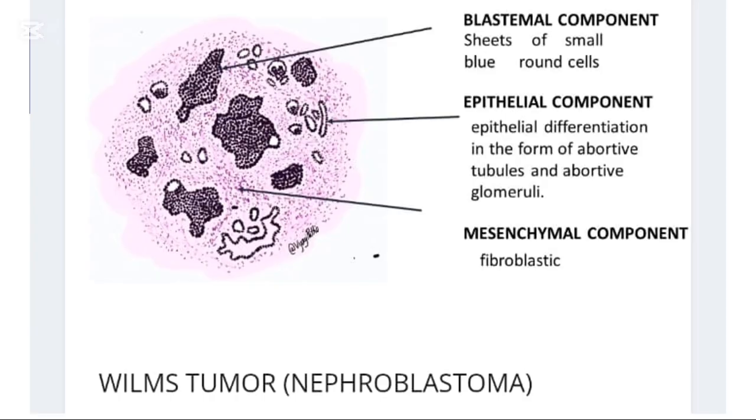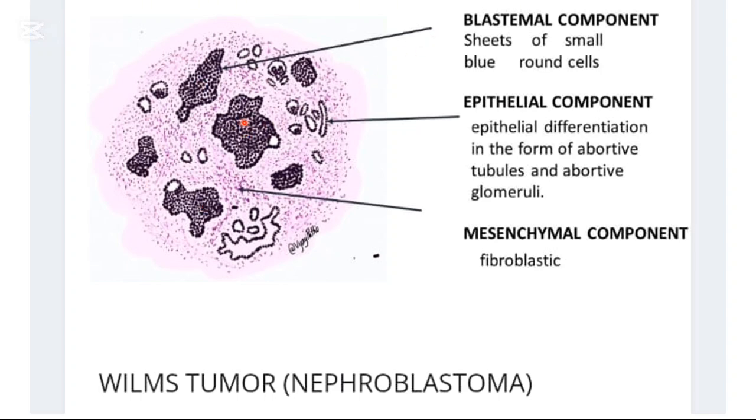Now this slide is of Wilms tumor, nephroblastoma. It is the most common malignant renal tumor of childhood, presenting between the ages of 2 and 5 years. You can see we have 3 components on histological section of Wilms tumor: blastemal, epithelial, and mesenchymal. In blastemal component, we have sheets of small blue round cells.